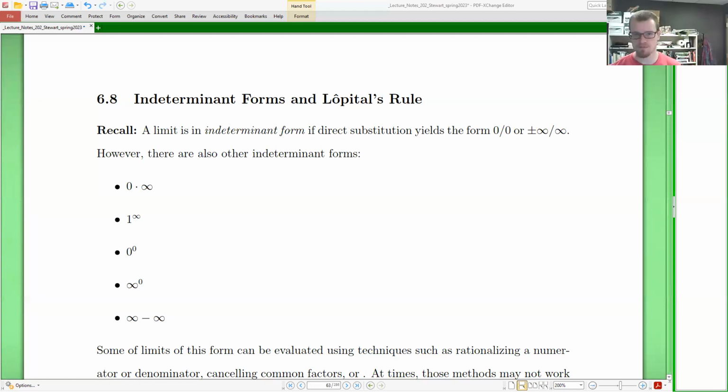We want to take a quick look at section 6.8. And in section 6.8, we are considering indeterminate forms and L'Hopital's rule.